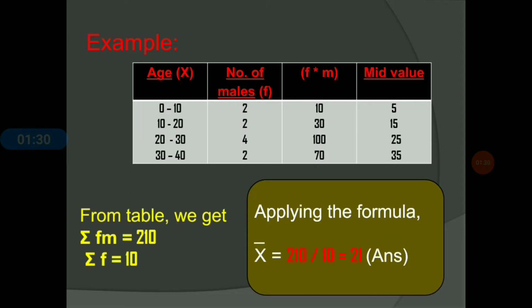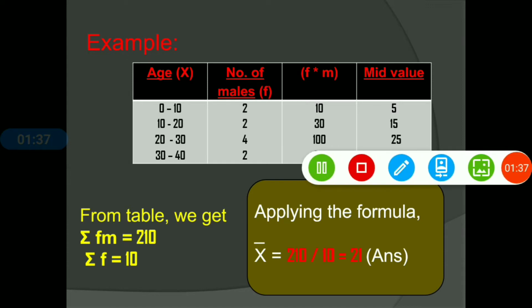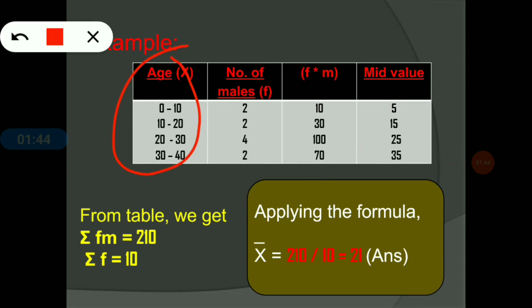So, here we can see the four columns. The first column denotes the variable x. The second one is the frequency. The third one is the frequency into m. M means mid value, so the value of f is multiplied by the value of m. So, at first we have to calculate the mid value, or m. Now going to the calculation.